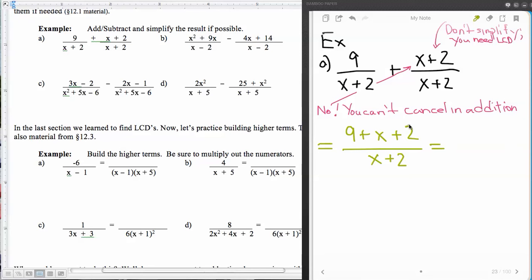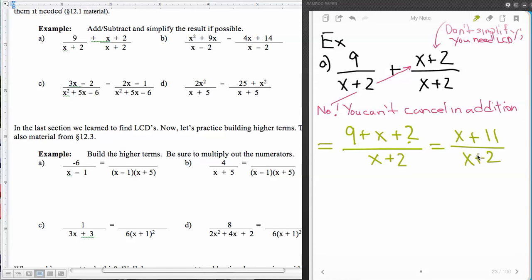They're fractions. So I'm going to combine this like term and this like term here. So I'm going to get x plus 9 plus 2, which is 11, over x plus 2, which is my LCD. Now, this is simplifying a rational expression.